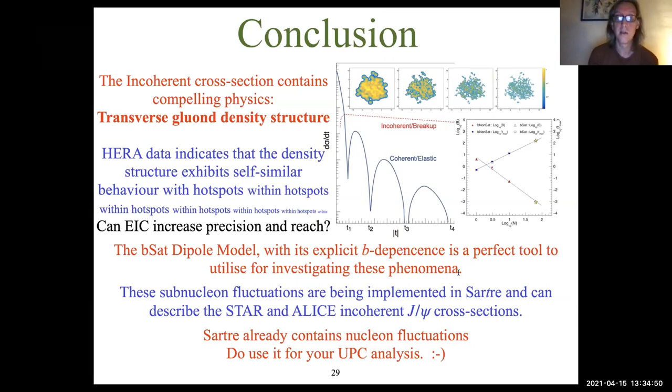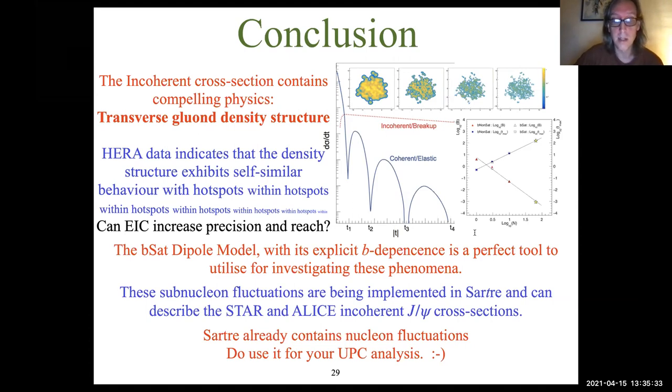I would mention that for the coherent measurements, the subnuclear structure doesn't affect, because we don't need such large t to get a good coherent cross-section for the Fourier transform to get back the spatial distribution of the gluons. So it won't affect that measurement. The bSat dipole model we have seen is perfect for this kind of physics because it has an explicit b dependence. So it's a perfect tool to probe these structures.